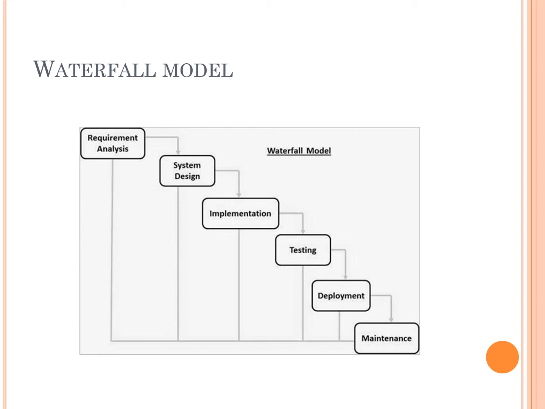All these phases are cascaded to each other, in which progress is seen as flowing steadily downwards like a waterfall through the phases. The next phase is started only after the defined set of goals are achieved in the previous phase and it is signed off. So the name waterfall model actually matches with the concept.